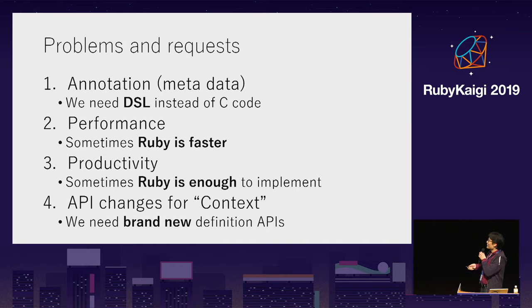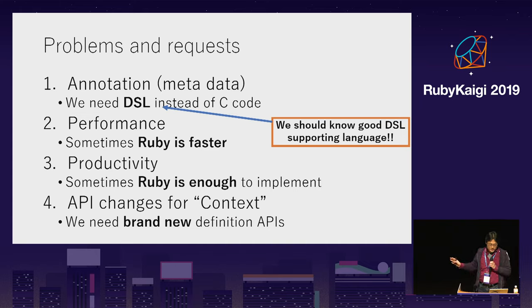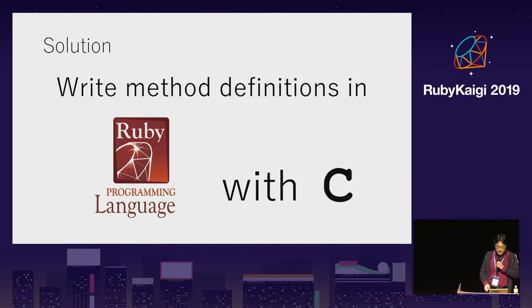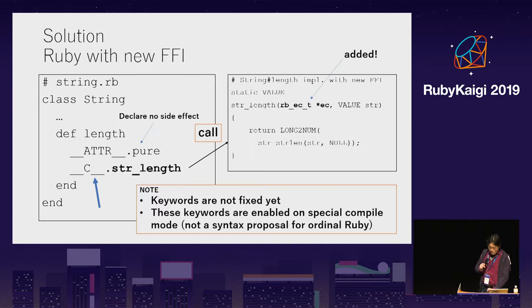We know good DSL-supporting languages, I believe. Ruby is a well-known DSL-friendly language, so we can use Ruby as a DSL for method definition, I think. So this is my proposal in this presentation. This is an example of my proposal.